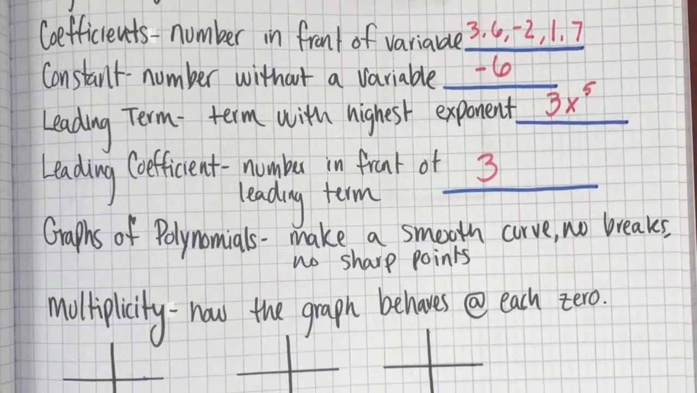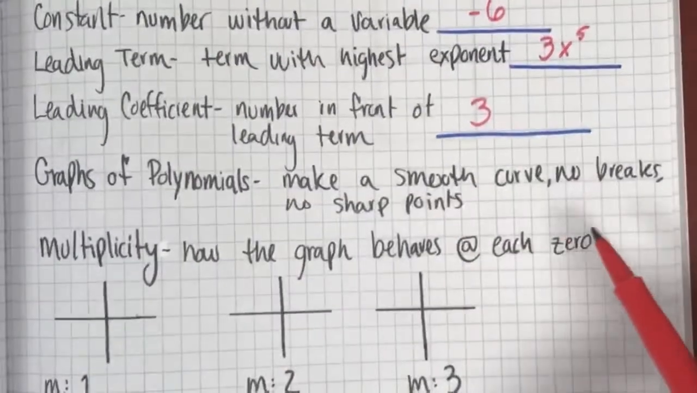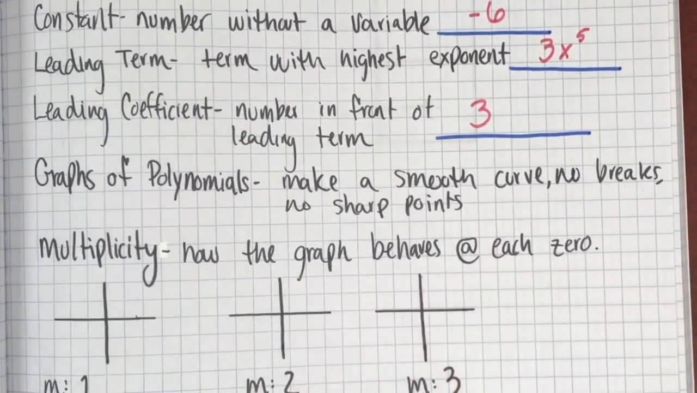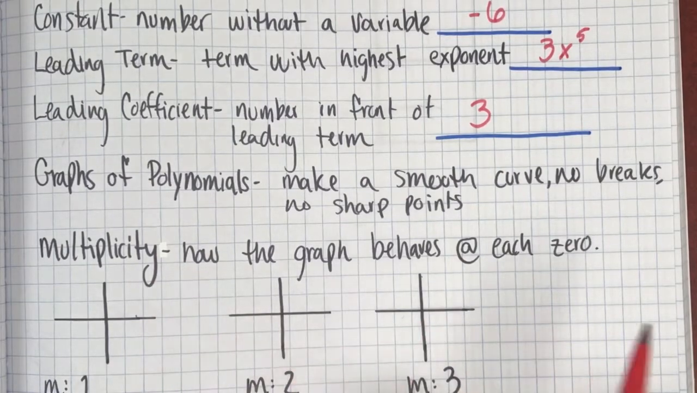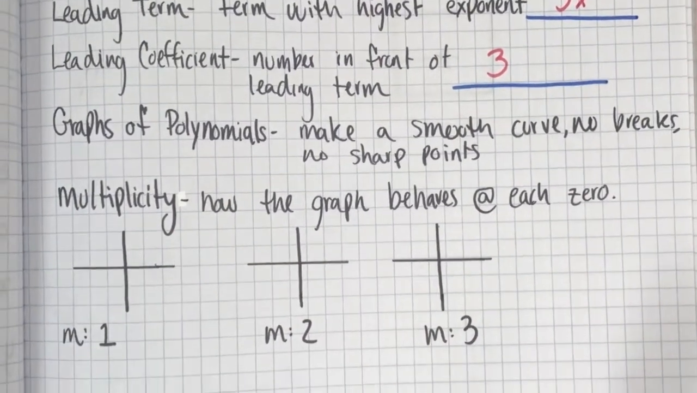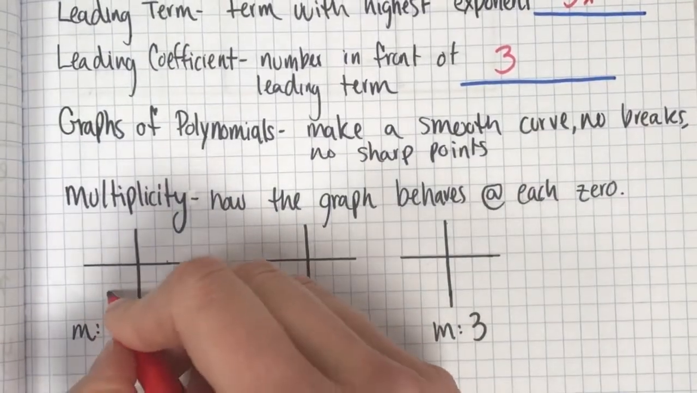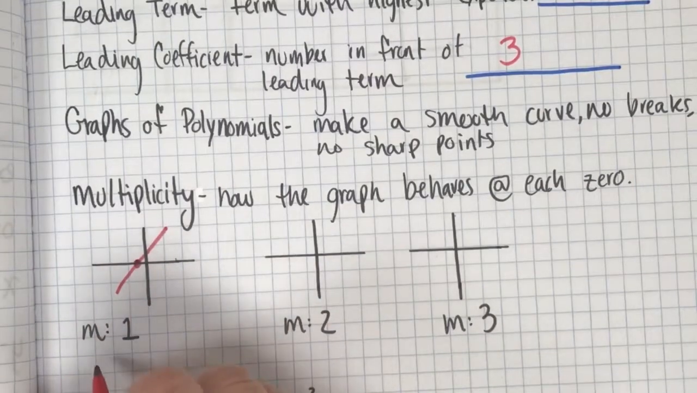So when we look at graphs of polynomials, they're smooth curves, they have no breaks, and no sharp points in them. So if it was a roller coaster, you'd be able to ride it smoothly. And multiplicity is how the graph behaves at each 0. So if something has a multiplicity of 1, it's just going to cut straight through at that 0.